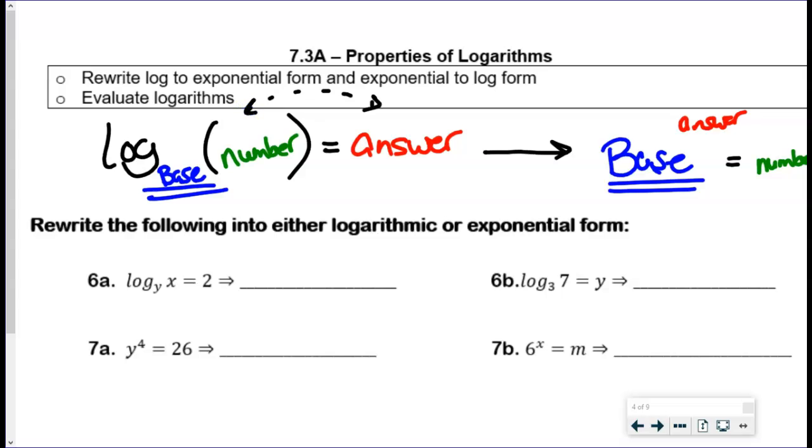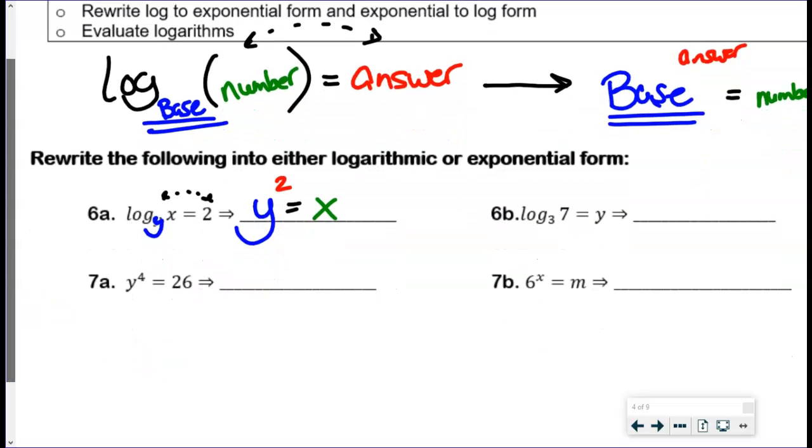Okay, so I look at number 6a and I say, boom, there's your base, y. So your base is still a y. And then I think about these numbers switching. So the 2 now becomes my exponent. And then what was in the logarithm, the x, becomes my answer. I think if you guys start approaching it that way, you'll have better luck. I did not give you the formula on that one, and that is why it got a little tricky for some of you.